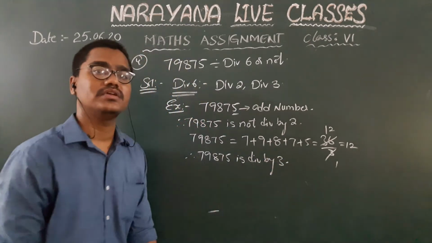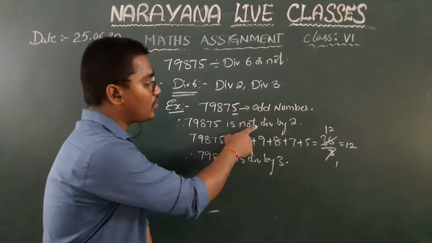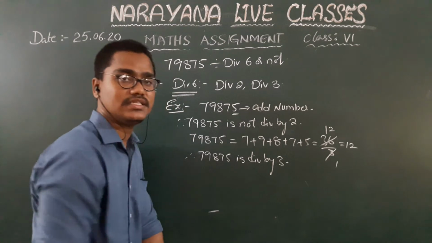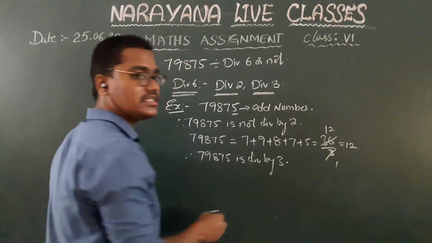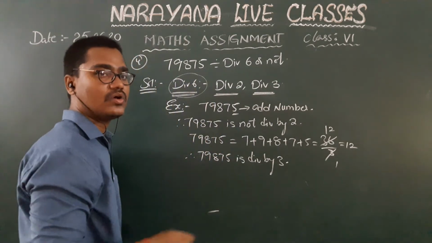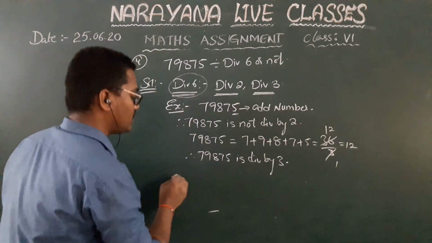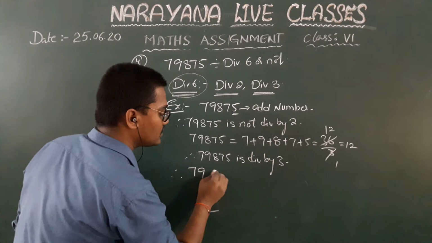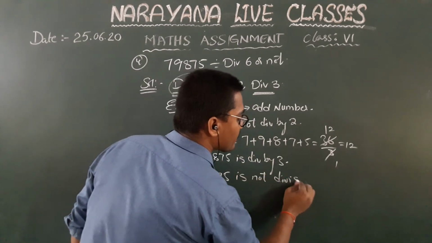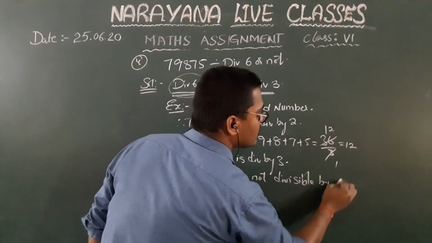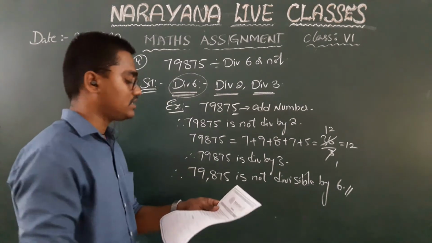See here, children, when you observe the number they have given, 79,875 is not divisible by 2, whereas it is divisible by 3, children. What is the definition I have told you? It should satisfy both conditions, 2 and 3; only then is it divisible by 6, or else it is not divisible. So now it is divisible by only 3, not by 2. That means we can say that the number 79,875 is not divisible by 6, children. Yes, I hope it is clear to everyone, children.